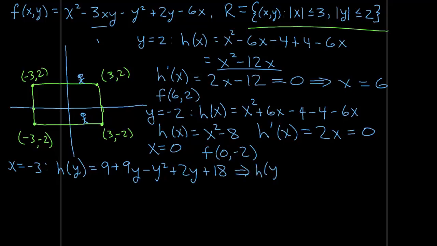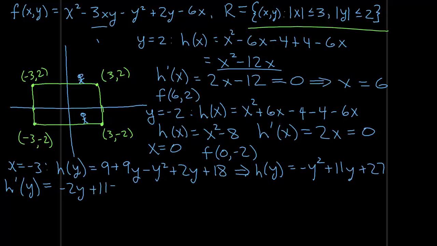h of y is equal to negative y squared plus 11y, and then plus 27. And I'm going to differentiate that one. I differentiate that, and I get negative 2y plus 11 equals 0. And that means that y equals 11 halves.